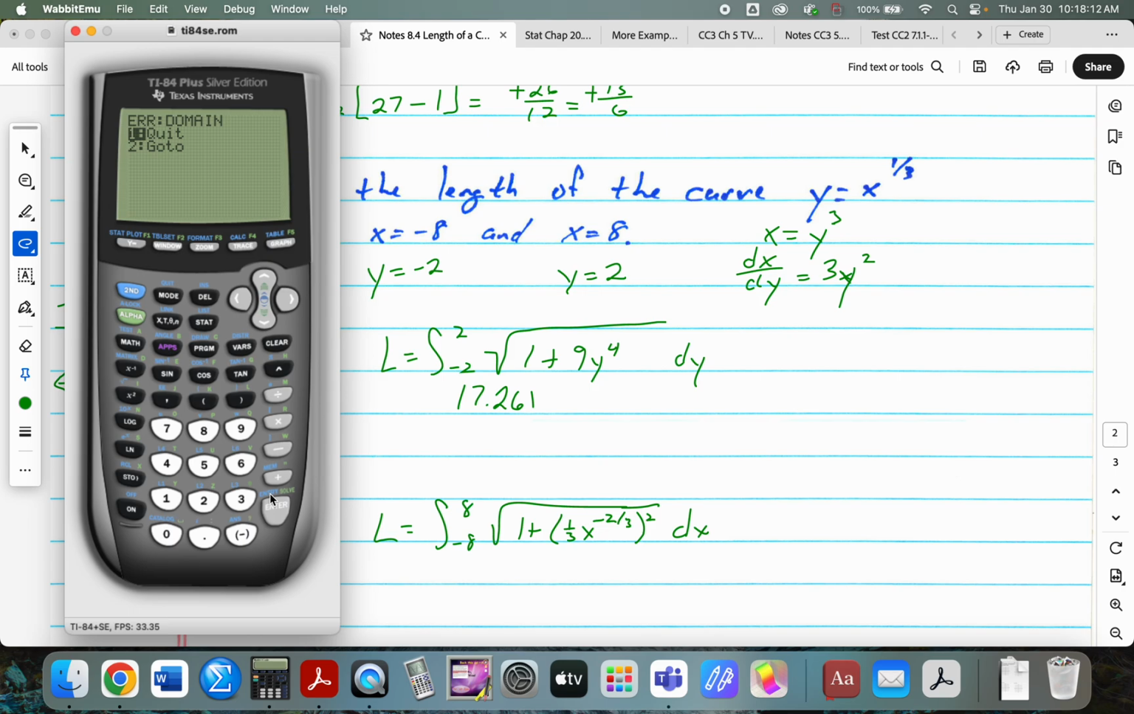You're like, well, what if I tried to break it into two integrals and went from -8 to 0? Right? Maybe that would fix the problem. Well, since the problem is at 0, I think it's still going to not be happy with this.